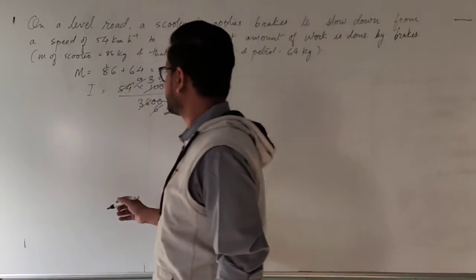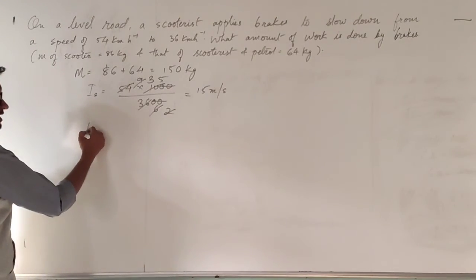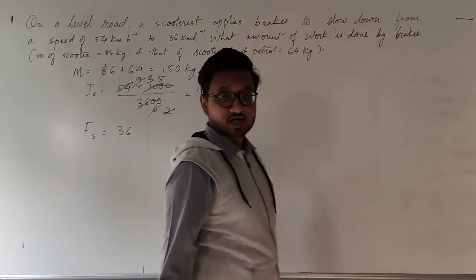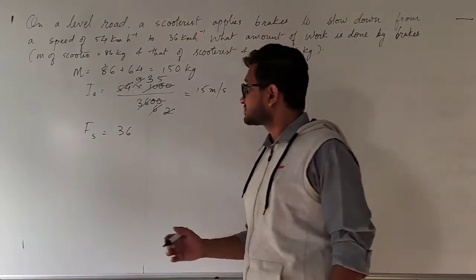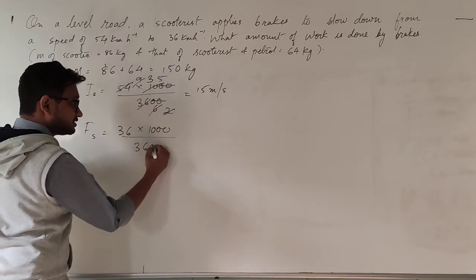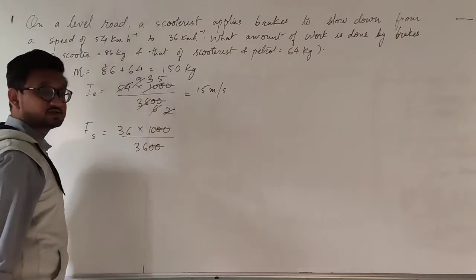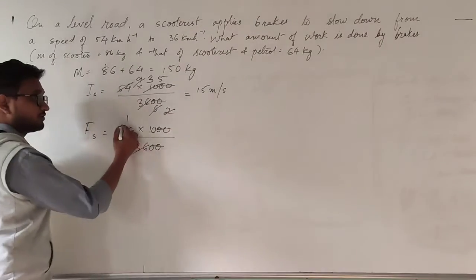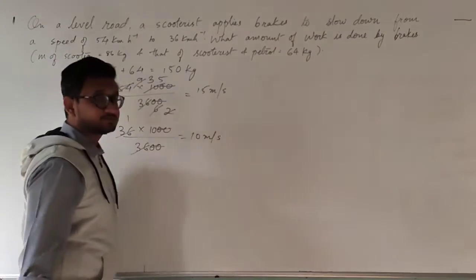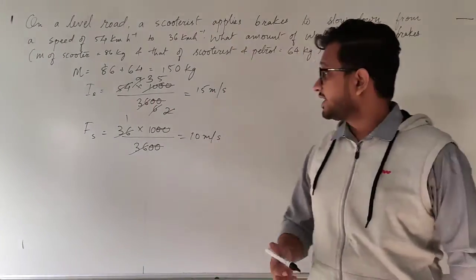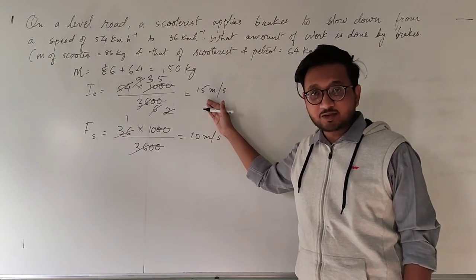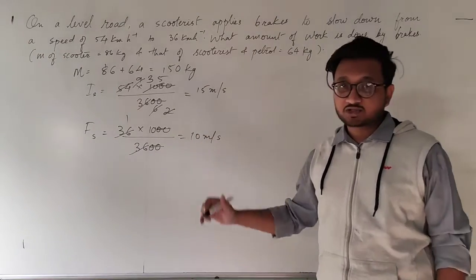And the final speed is 36 kilometers per hour, and converting this also into meters per second, multiplying by 1000 divided by 3600. Zeros cancel, and 36 into 1, 1 into 10, so 10 meters per second. So the scooter was moving with 15 meters per second. After applying the brakes, its speed reduced to 10 meters per second.